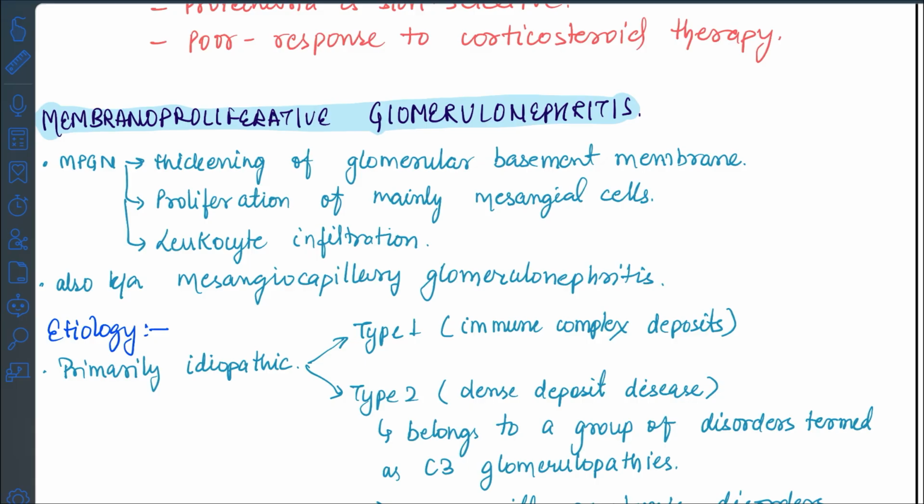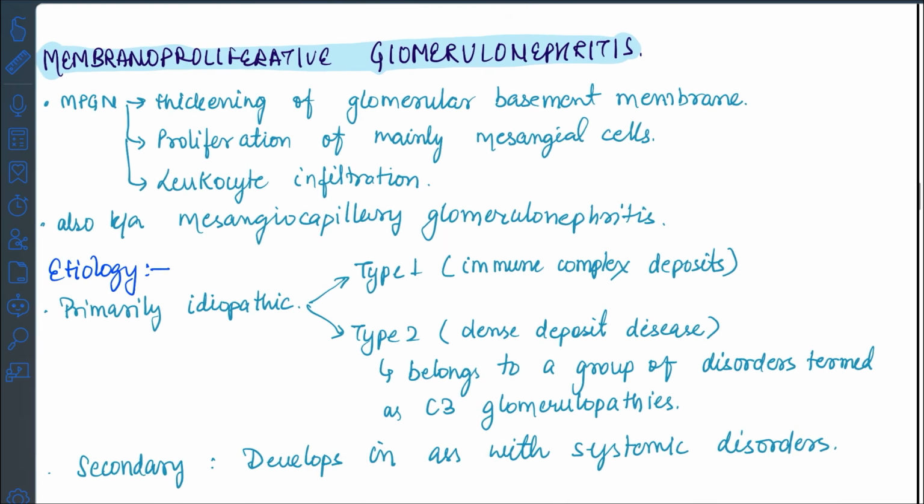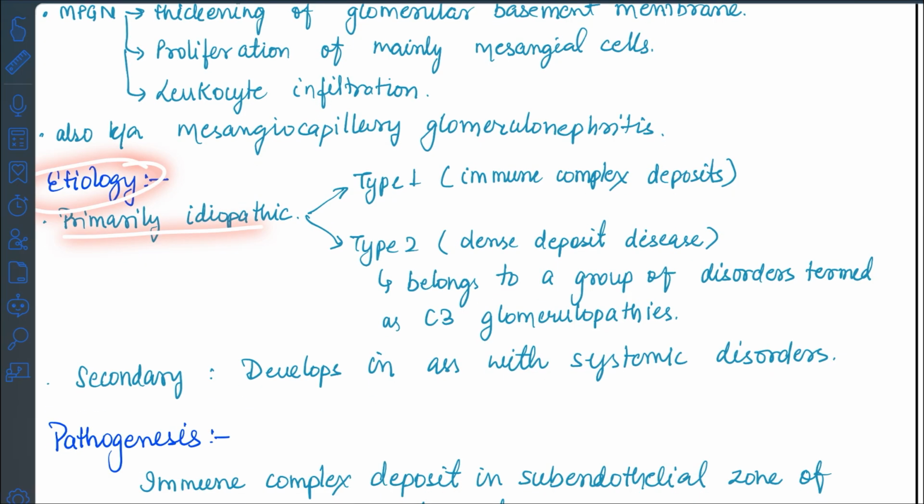As we can see, the glomerular basement membrane and mesangial cell are the two major parts affected. So the name mesangiocapillary glomerulonephritis is also used for this. Looking into the etiology of the disease, it is primarily idiopathic, of two types, type 1 and type 2. Type 1 is majorly immune complex deposit, whereas type 2 is dense deposit disease. Type 2 belongs to a group of disorders which is termed as C3 glomerulopathies.